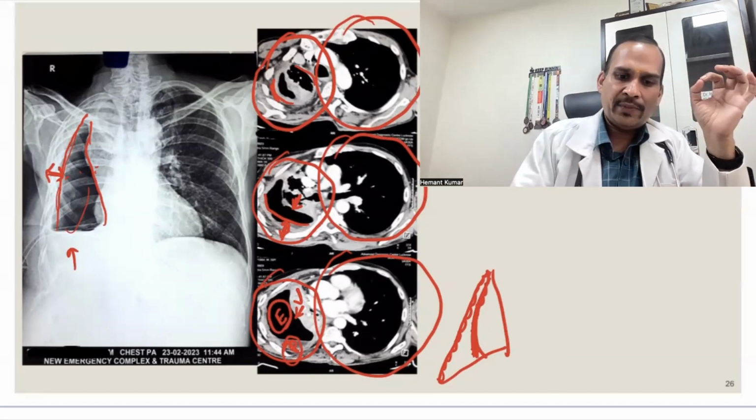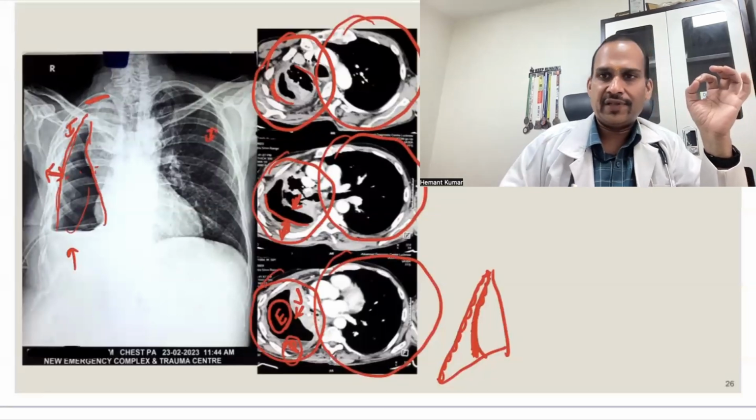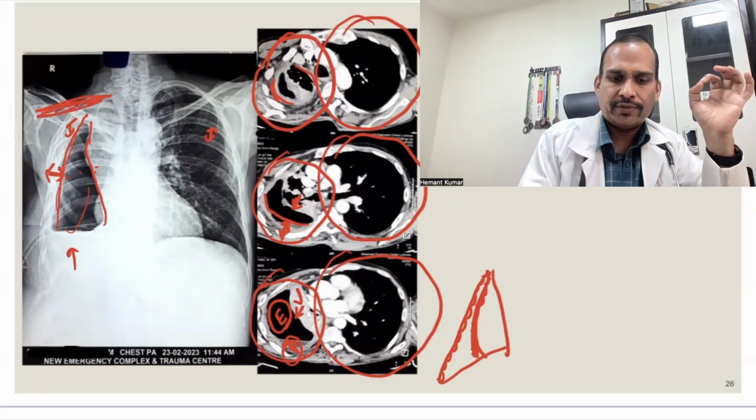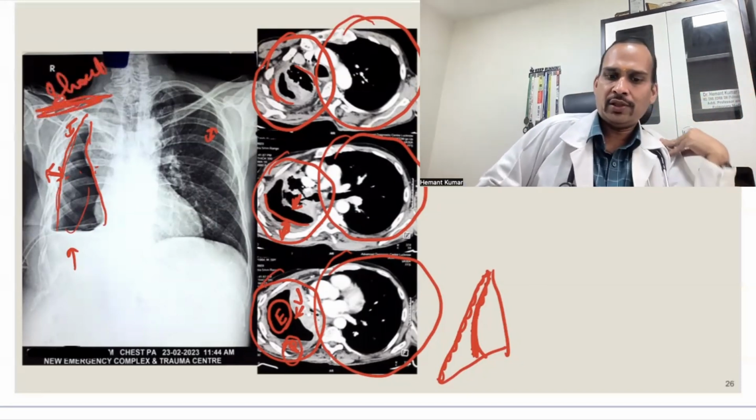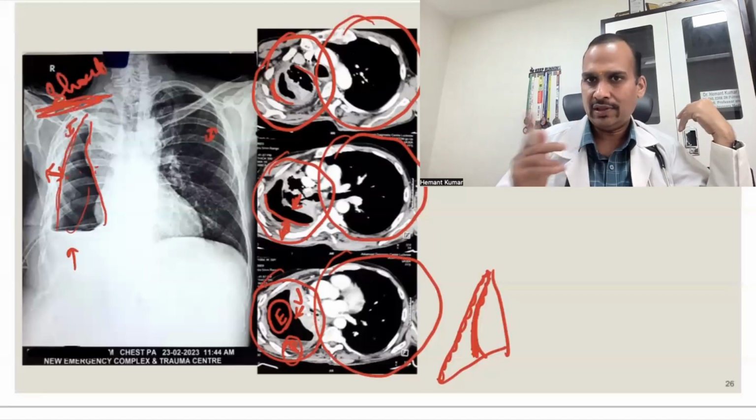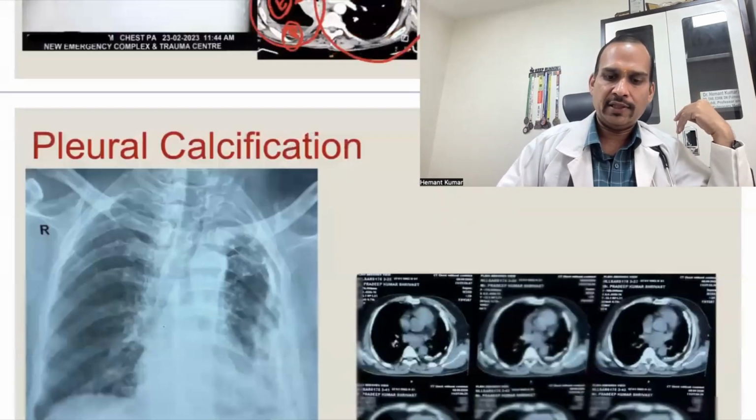So in this X-ray, you can appreciate there is crowding of ribs. The intercostal space is narrowed as compared to the left side, and the shoulder is drooped. This is the shoulder. This is drooping of the shoulder on the right side as compared to the left side. So this is pleural thickening.